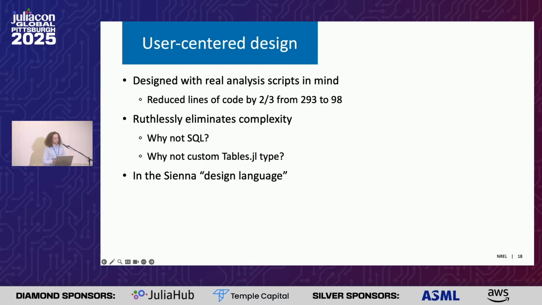So in terms of the user-centered design, first thing I did was took one of those existing, very manual analytics scripts in Julia, and I was like, how can I simplify this? So in the end, I was able to reduce the number of lines of code in that script by 2/3, from almost 300 to just about 100, and it does the same thing. At the same time, I've really had a focus on ruthlessly eliminating complexity from this.